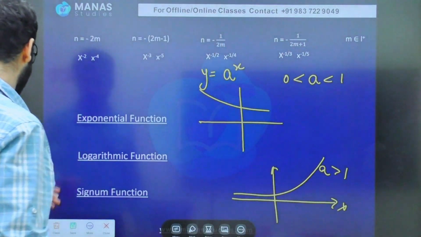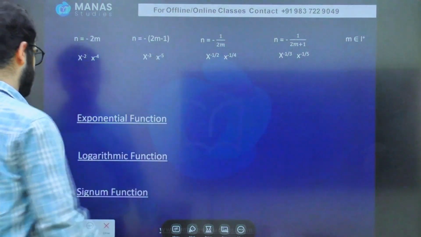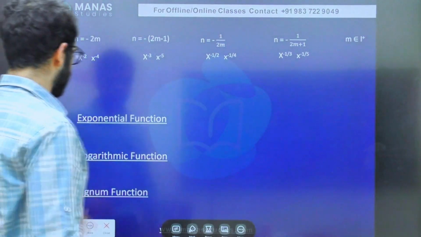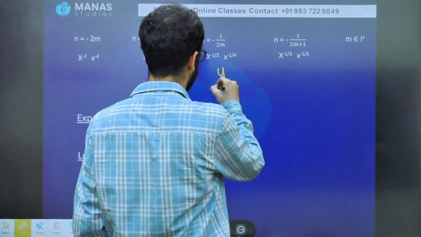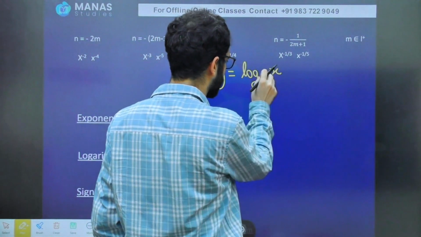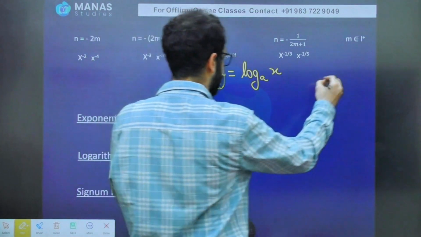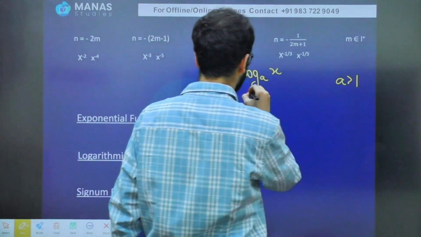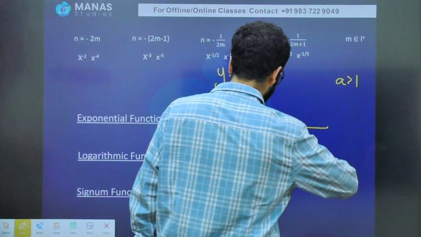Now let's focus on the logarithmic function. In the logarithmic function, again we will assume that y is equal to log a x, where a is the base. If a is greater than 1, then the logarithmic function would look like this.